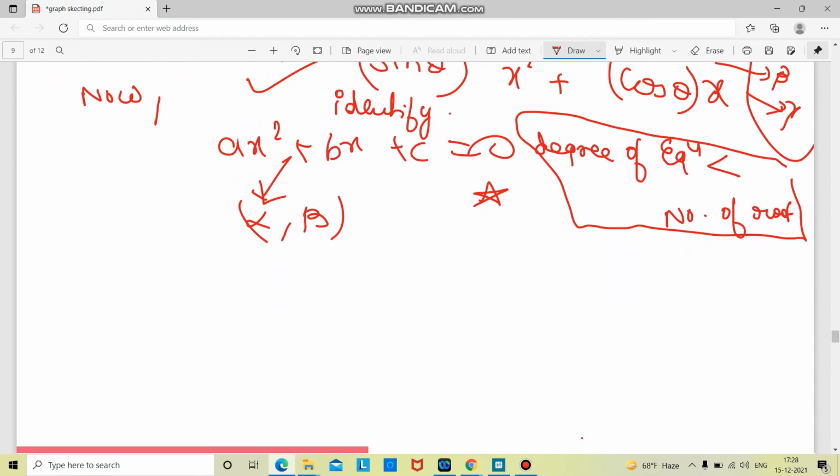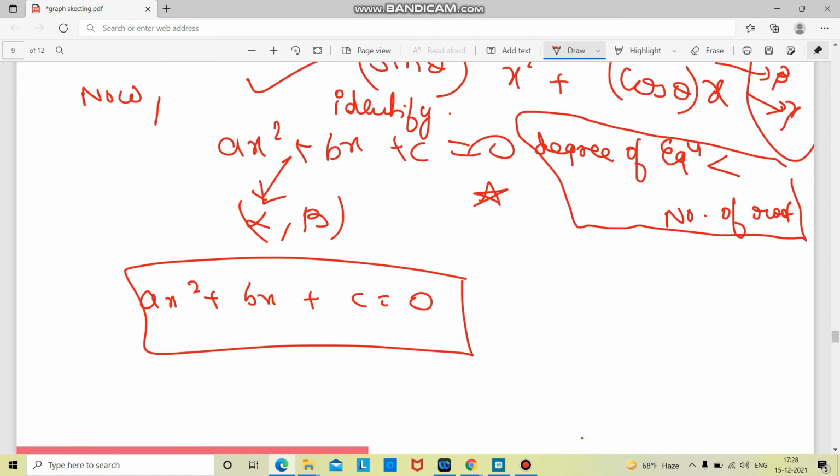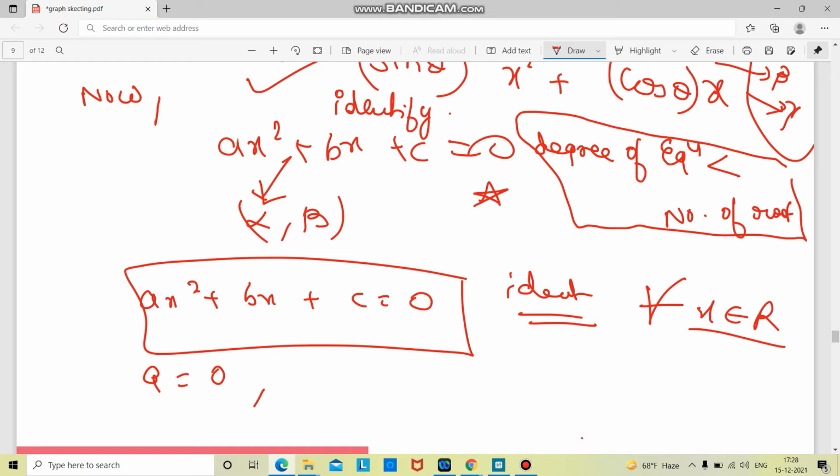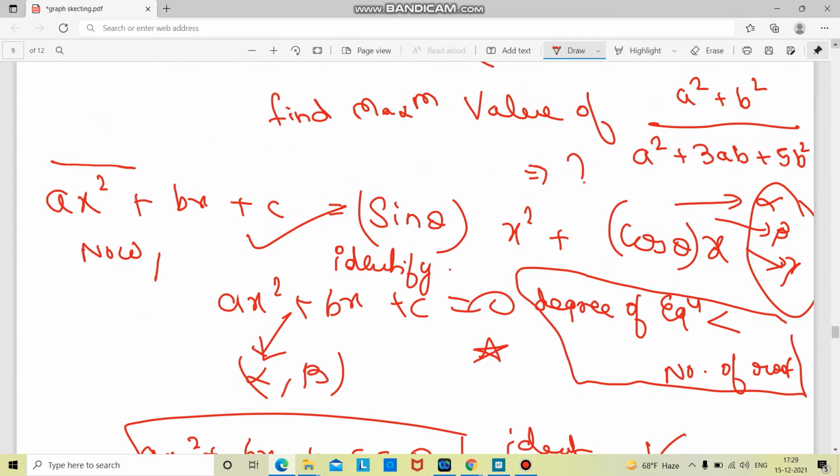Identity has some properties. If ax square plus bx plus c is equal to 0 and this becomes an identity, then it is valid for all x belonging to R. In that case, a should be equal to 0, b should be equal to 0, and c should be equal to 0 simultaneously, which means we take the intersection of these three conditions. So we can calculate the values now.